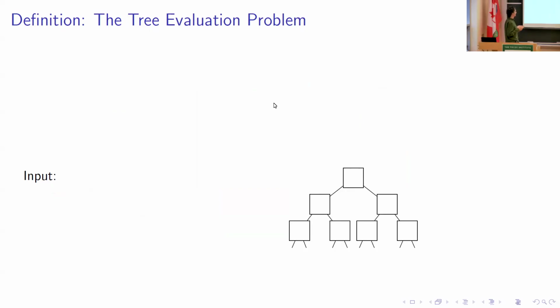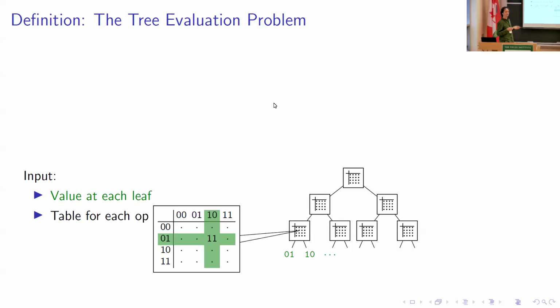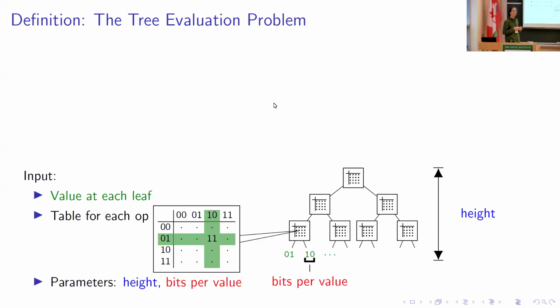So the input to the tree evaluation problem is a complete binary tree. And at each leaf of the tree, the input specifies some starting value. And then each internal node is going to have an operation. And we want this to be as general as possible. So instead of just writing a symbol like plus or times, we're actually going to write down a complete description of the operation at each node. So for every possible pair of inputs, the input explicitly says what the output's going to be. So in this case, this node's inputs are 0, 1, and 1, 0. And so we can look up its output is 1, 1.